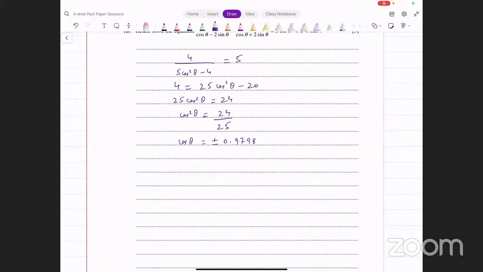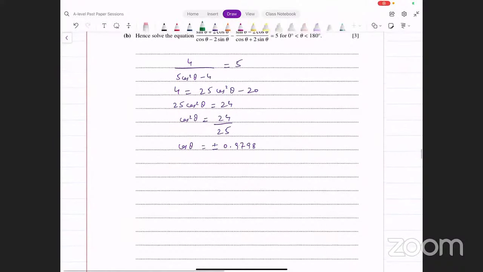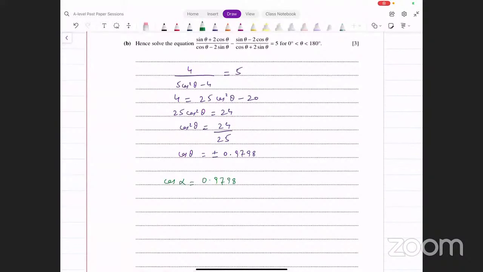Now what do we do at this point? बेसिक एंगल निकाल लेते हैं. cos alpha, बेसिक एंगल के लिए क्या करते हैं? We just use the positive value 0.9798. What's the range that we're given? The interval is 0 to 180 degrees, and so we have to be using degrees here. Keep that in mind. Let me evaluate this. Angle input degree, cos inverse of the answer that I got there. Cos inverse of this gives me 11 point.